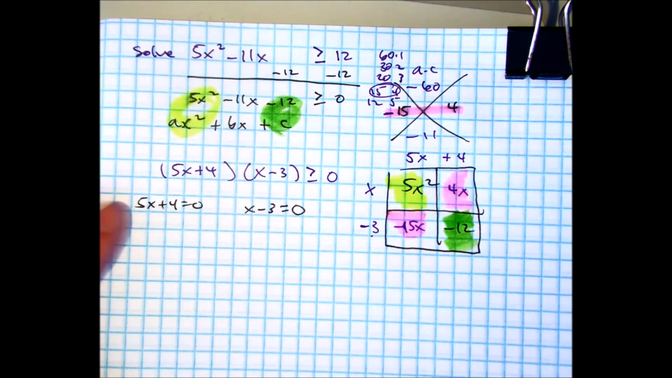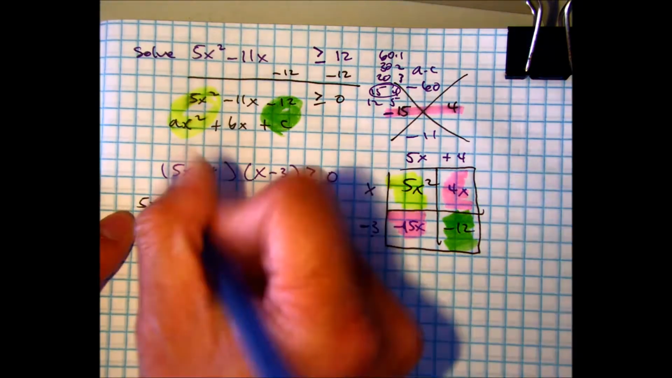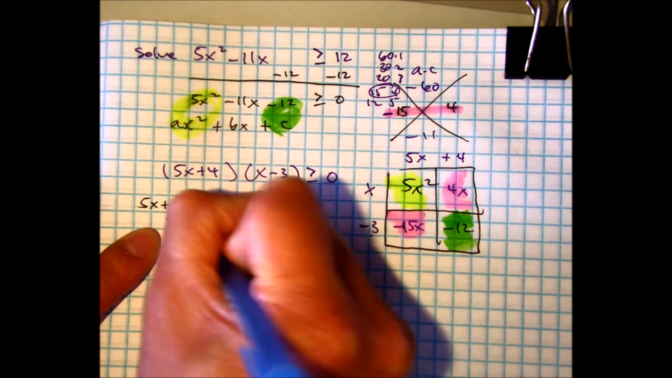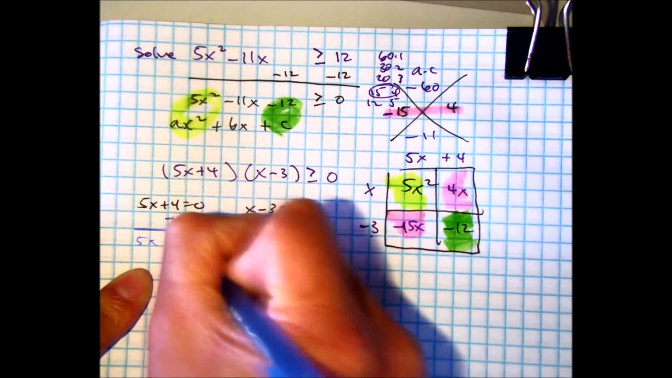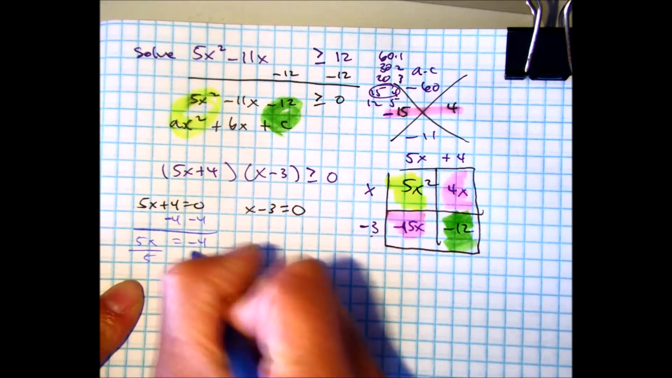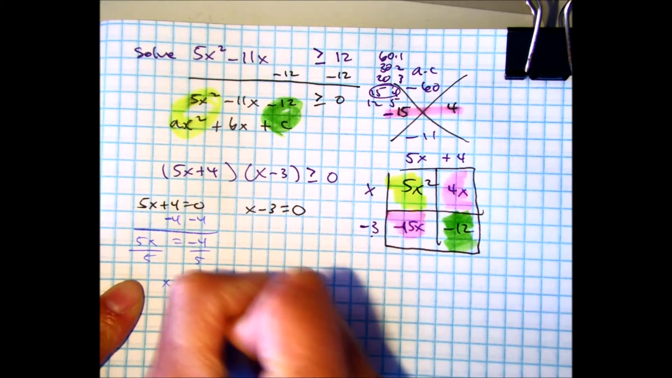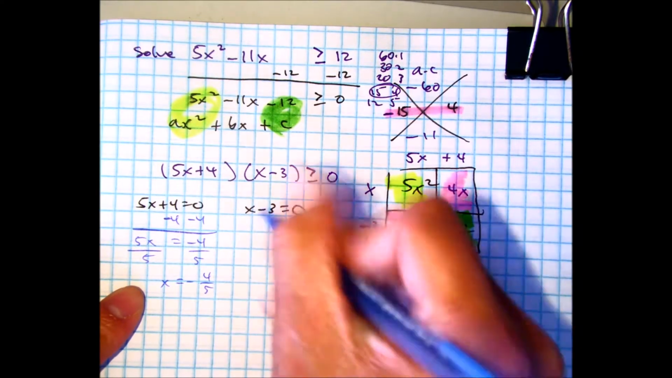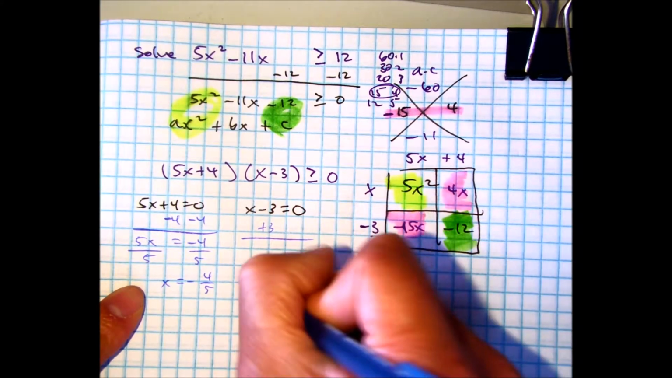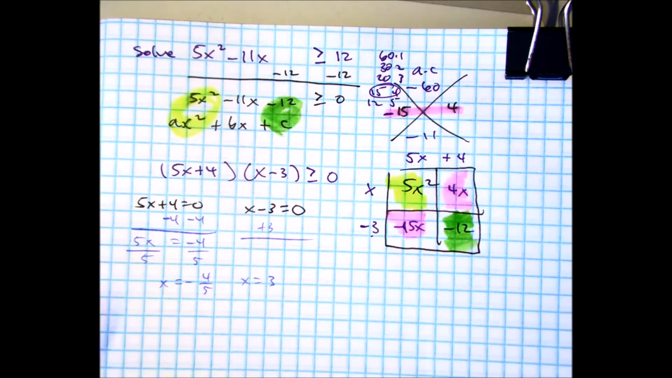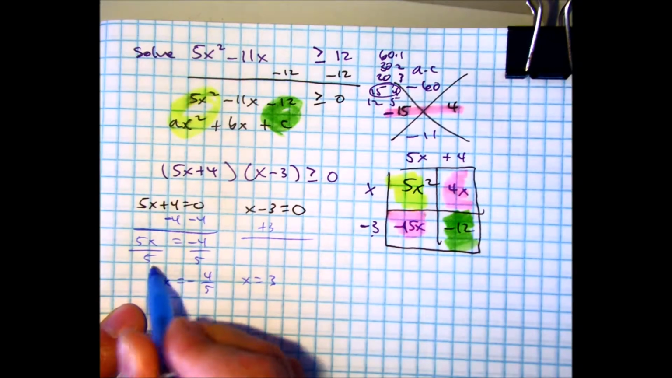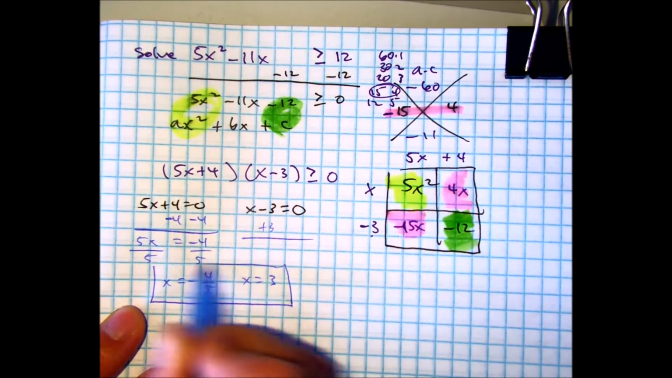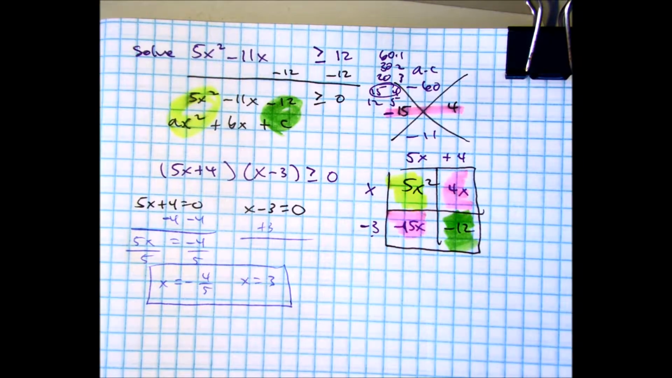Class, how do I solve for x here? Subtract 4. 5x equals negative 4. Divide by 5. X equals negative 4/5. Raise your hand if you got that. And if I add 3, x is equal to 3. Raise your hand if you got that. Awesome. So it doesn't matter, quadratic formula or factoring or square root method or completing the square, you got that as your answers. All right. Let's graph this.